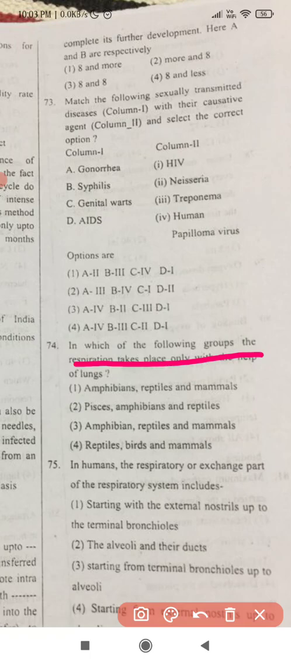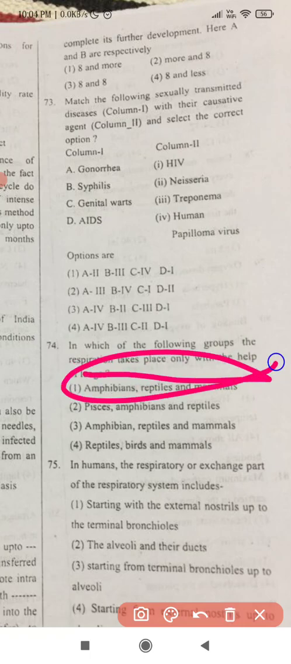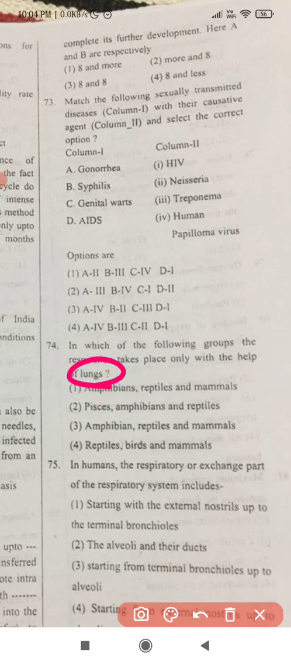In which of the following groups the respiration takes place only with the help of lungs? Only with the help of lungs. So that is completely terrestrial, like we, reptiles, birds, mammals. Okay, this option is correct.